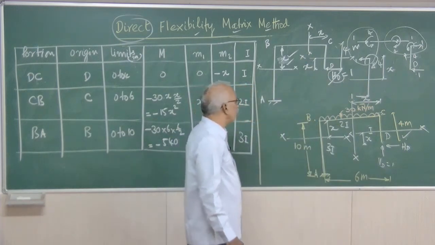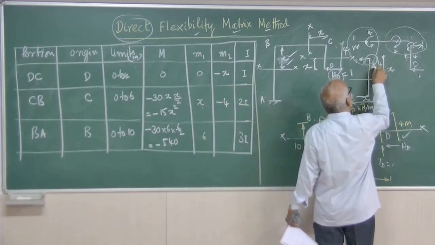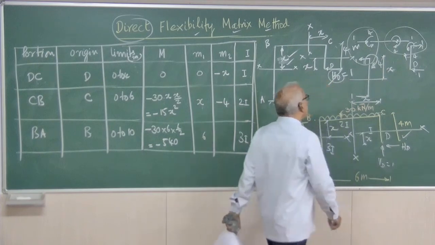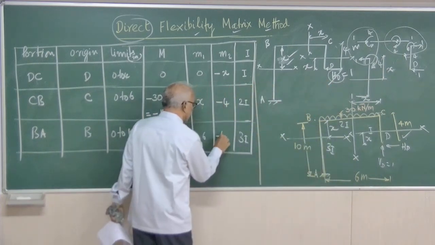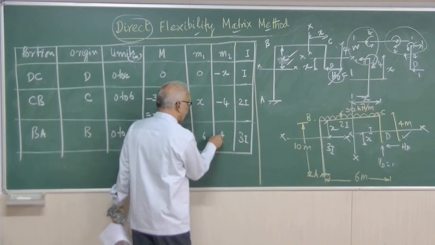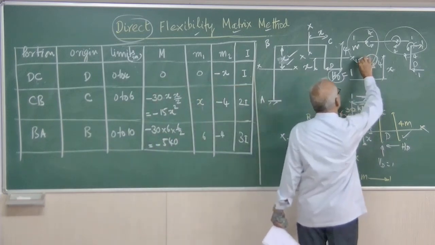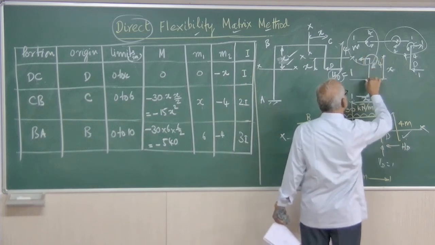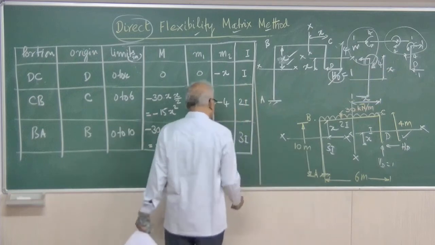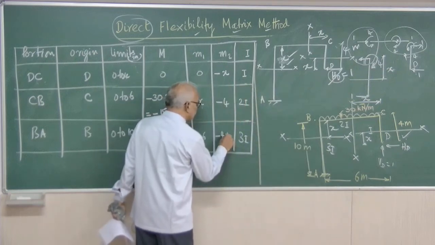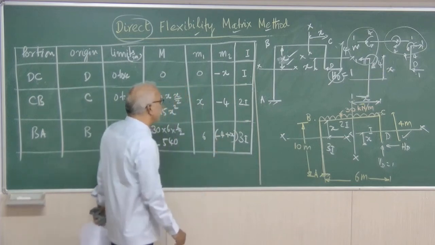Now, at any section, moment equals, there is a clockwise moment 4, therefore clockwise is negative, therefore minus 4, plus there is a unit force here, 1 into x, which is anti-clockwise. Therefore that is plus, right, anti-clockwise is positive: minus 4 plus x.